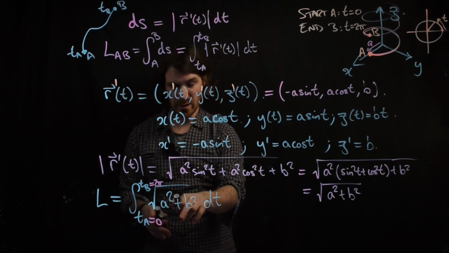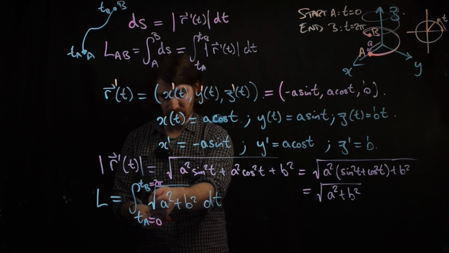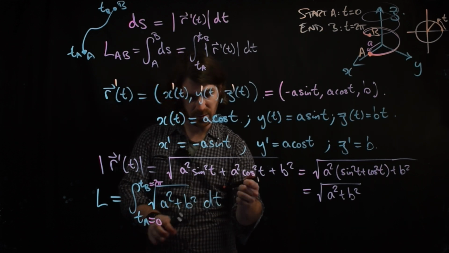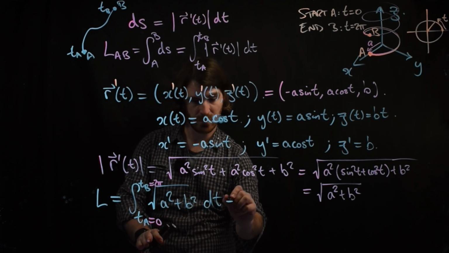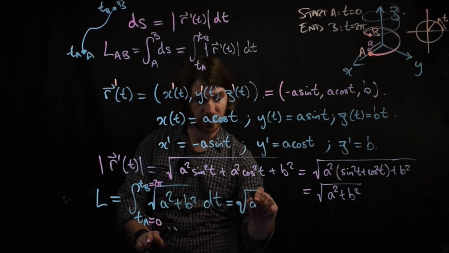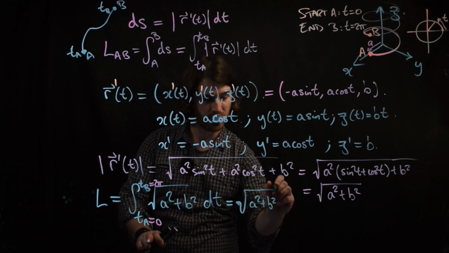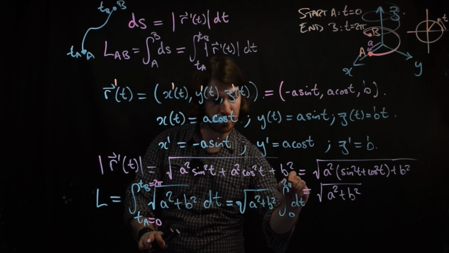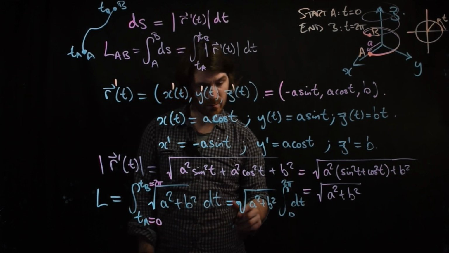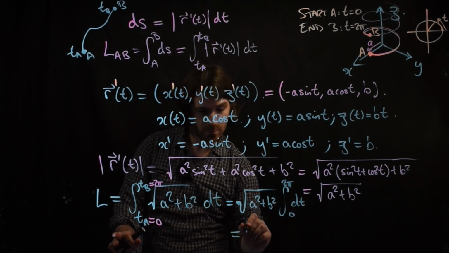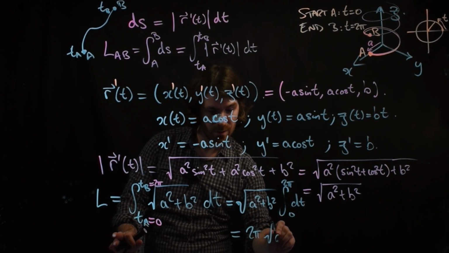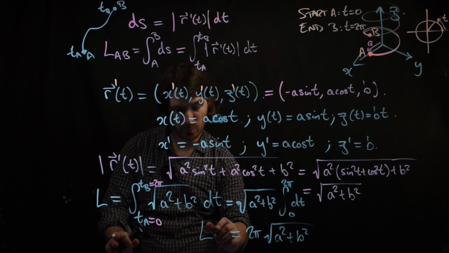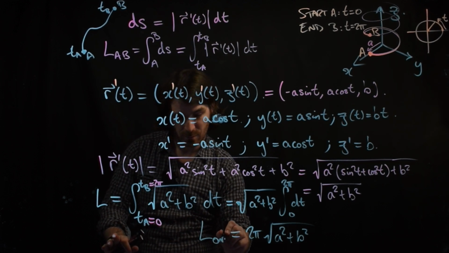a squared and b squared are just constants, so we can bring this whole thing in front of the integral. So this is equal to the square root of a squared plus b squared times the integral of dt from 0 to 2 pi, which is just 2 pi square root a squared plus b squared. So this is the length of one turn of our helix.